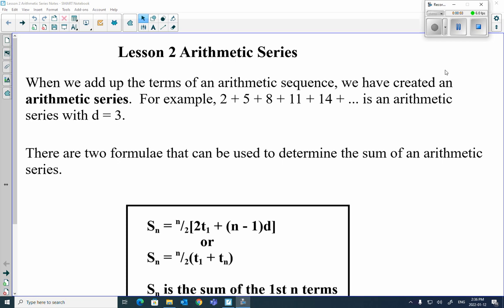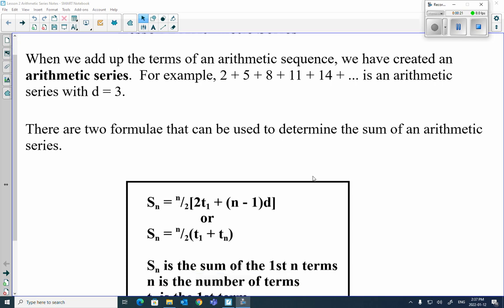Okay, this is grade 11 pre-cal, lesson 2, arithmetic series. As we did on lesson number 1, an arithmetic sequence was just a series of numbers that have a common difference. Well, now what we want to know is, if we have this sequence, can we add it up? What's the total? What's the sum of all this stuff?